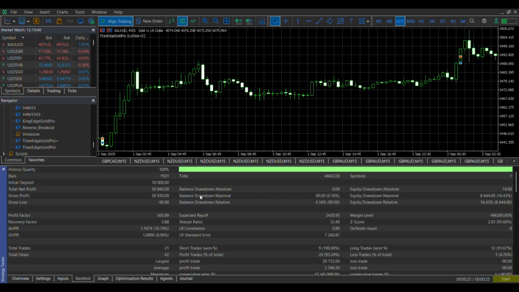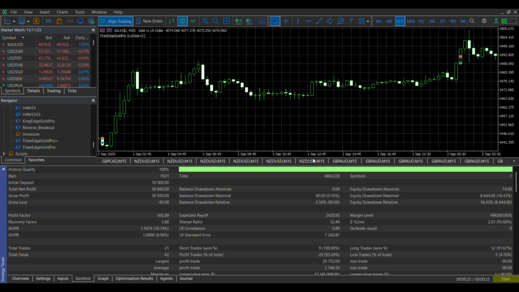As you can see, the maximum drawdown in balance was 0.16%, which is 90, and the maximum drawdown in equity was around 16%, but that was in equity. Balance was not changed. It means that during the trade duration, the balance goes up and down, but the trade didn't close in a loss, it turned into a profit and a good profit.